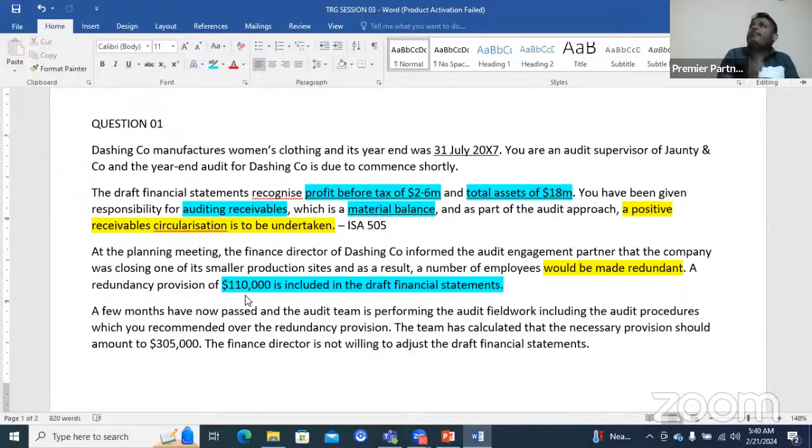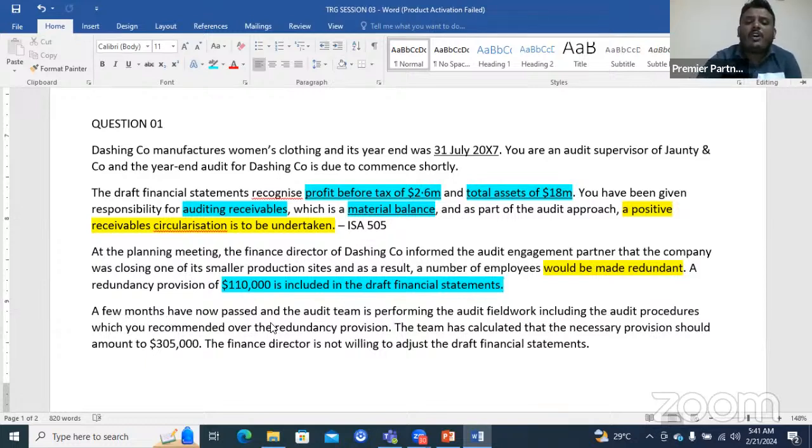If that is not a best estimate, it will affect one assertion. That assertion we call completeness. For the income statement and balance sheet, there is an assertion called what? Completeness. When a provision is a best estimate, that protects completeness. When a provision is not a best estimate, that affects completeness. So here they made a provision and that provision is 110,000.